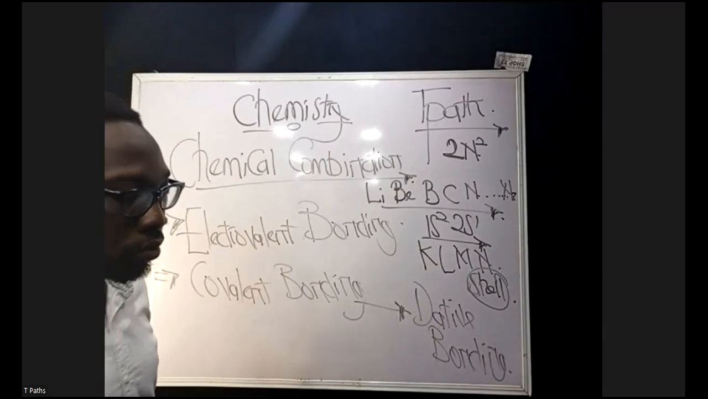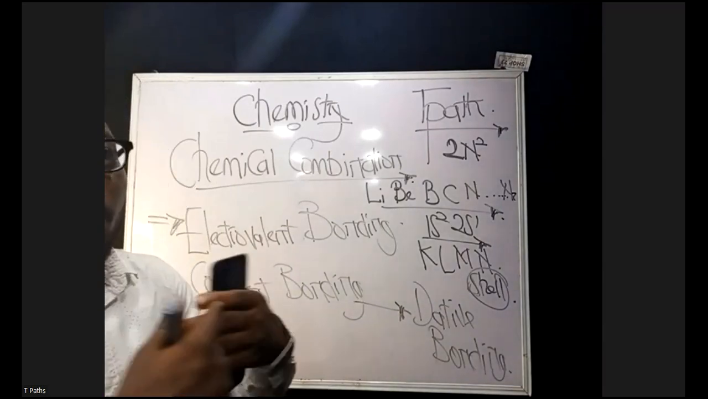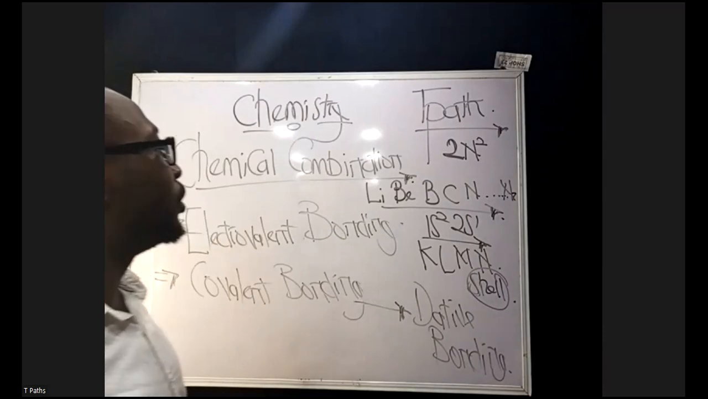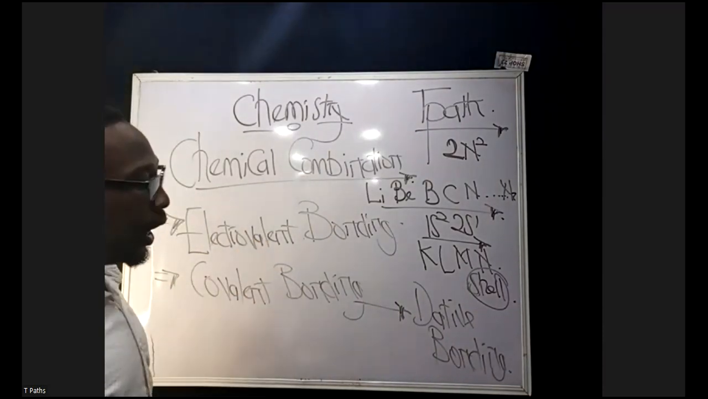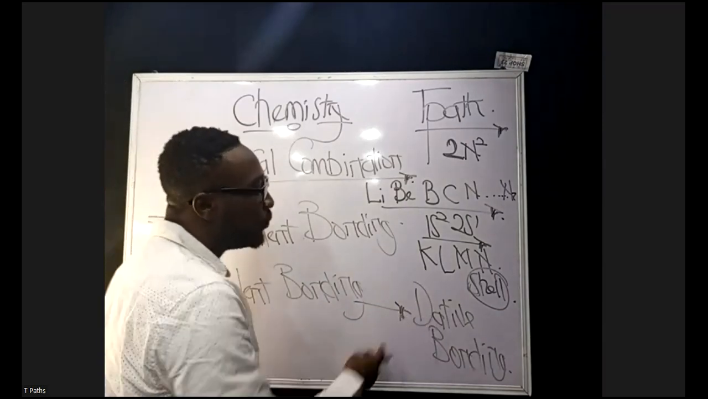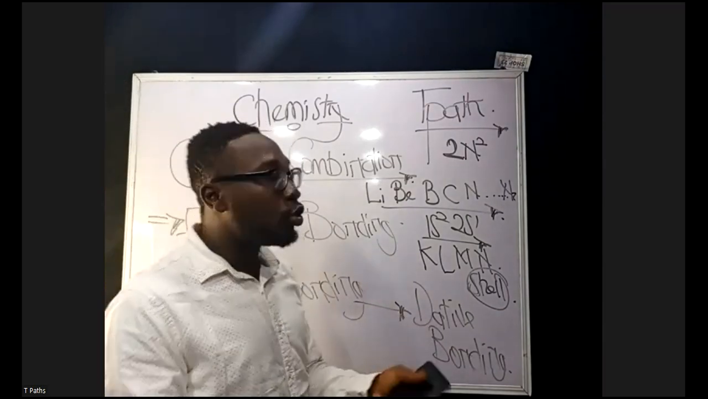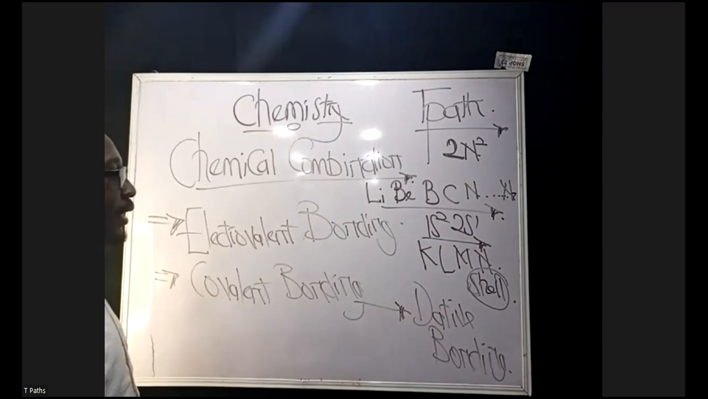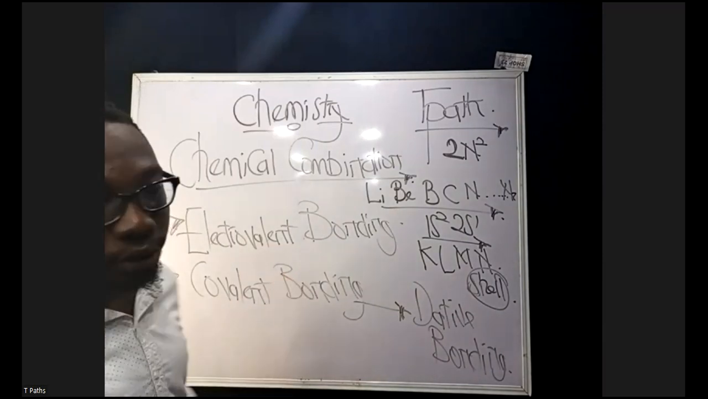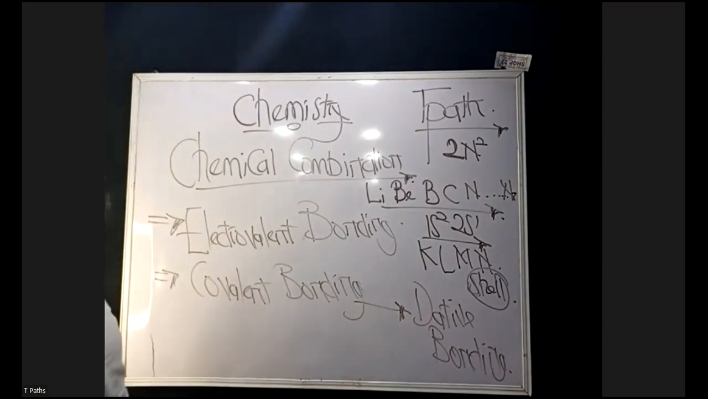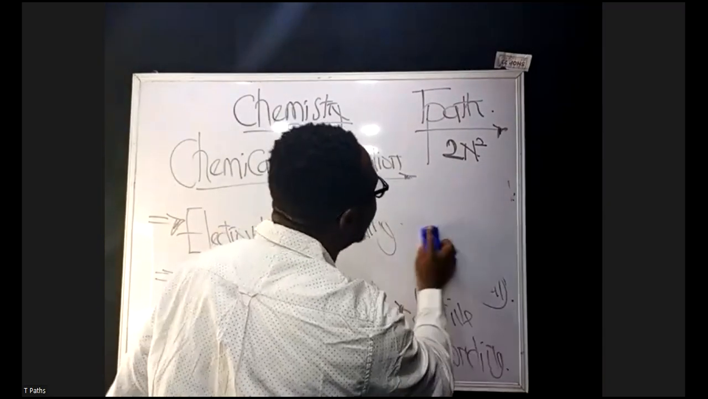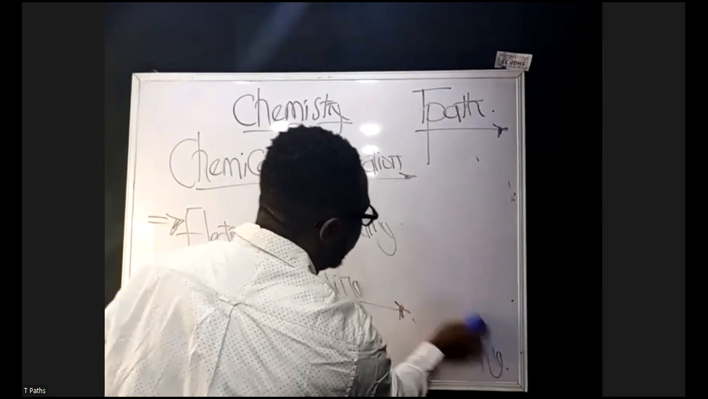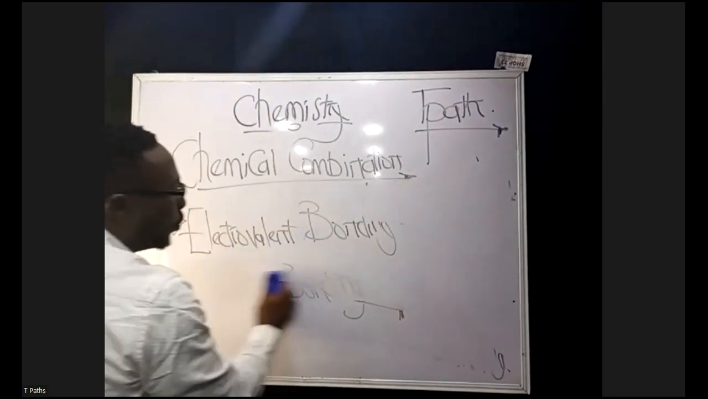Now, we need to know, how is it possible? We have what they call types of bonding. The types of bonding are what we have here: electrovalent bonding, covalent bonding, and under covalent bonding, what they call dative bonding. So we will try to expose ourselves to bonding like this. We'll start with the first one, electrovalent bonding. Electrovalent bonding is something that we need to understand very, very well.